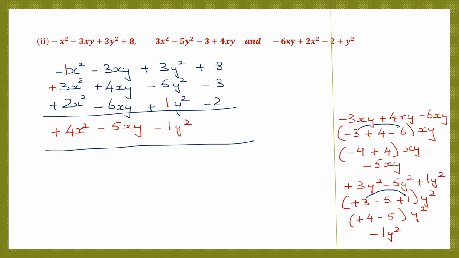Now let's take the last set of numbers. Plus 8 minus 3 minus 2. Add up the numbers with the same sign, these two numbers. So we get plus 8. Now when signs are same, put the same sign and add. 3 plus 2 is 5. So we've got plus 8 minus 5. Signs are different. Put the sign of the bigger number and subtract. 8 minus 5 is 3. So here we have plus 3. So what is our answer? 4x square minus 5xy minus 1y square plus 3.